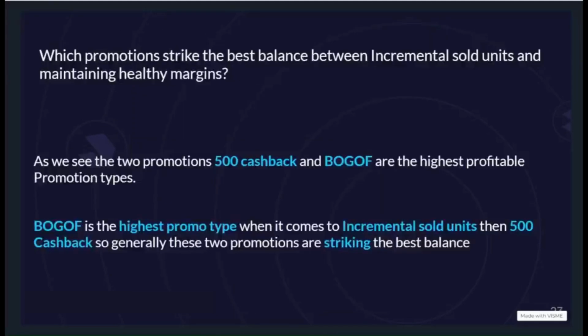So now the next question is, which promotions strike the best balance between incremental sold units and maintaining healthy margin? As we saw earlier, the two promotions 500 cashback and BOGO are the most profitable promotion types in terms of incremental revenue and incremental sold units. BOGO is the highest promo type when it comes to incremental sold units, and then 500 cashback is the second one. So generally, these two promotions strike the best healthy margins.